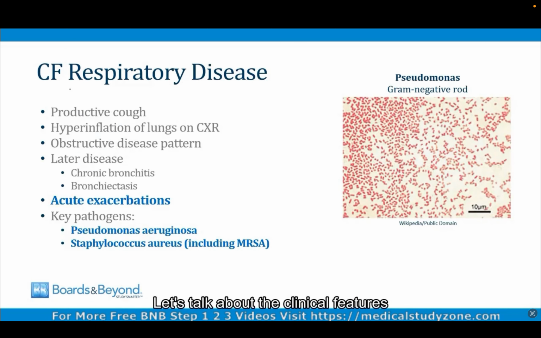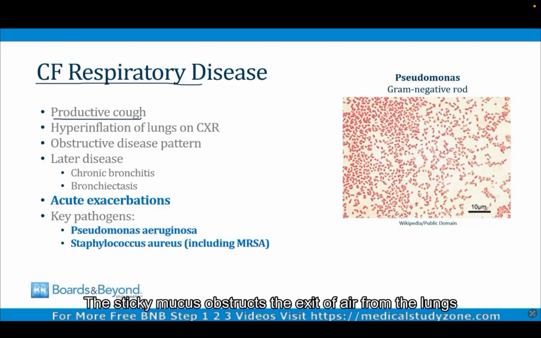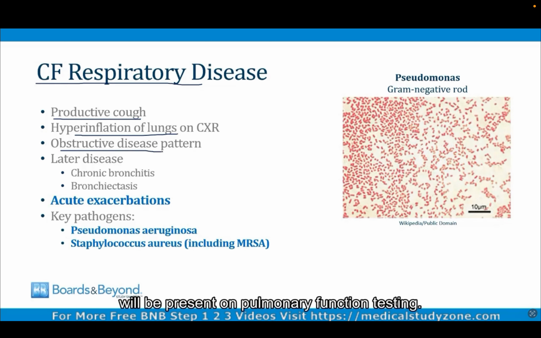Let's talk about the clinical features of cystic fibrosis respiratory disease. First of all, many children and adults with cystic fibrosis have a productive cough from all the sticky mucus. The sticky mucus obstructs the exit of air from the lungs and can lead to hyperinflation of the lungs on chest x-ray, and usually an obstructive pulmonary disease pattern will be present on pulmonary function testing. Later in the disease, patients can develop chronic bronchitis and also bronchiectasis, which I'll talk about in another video.